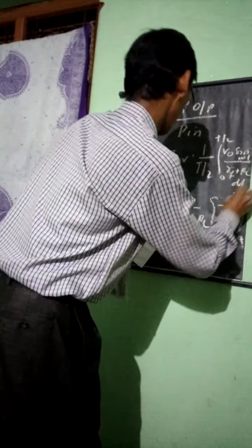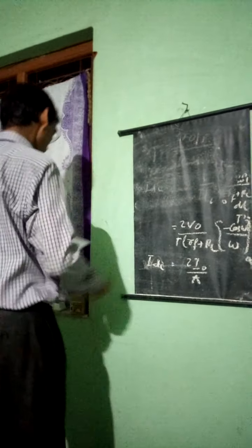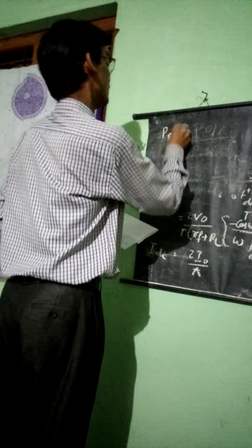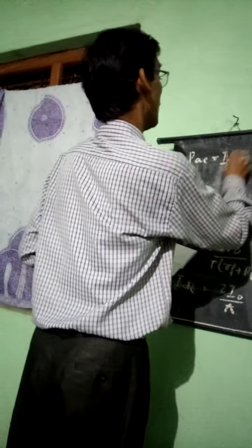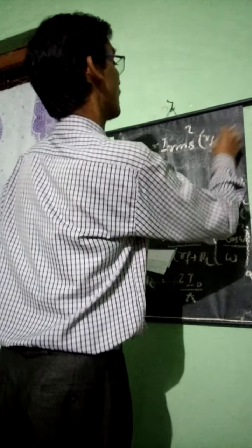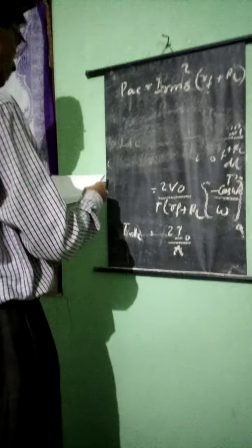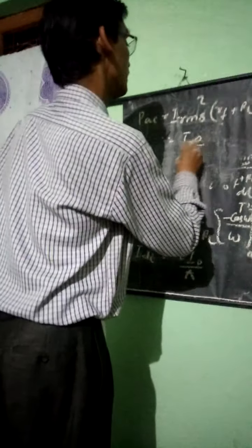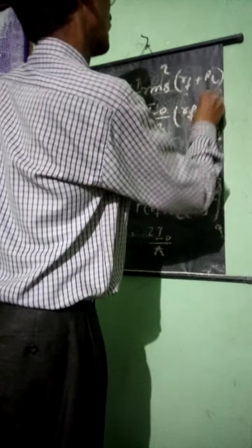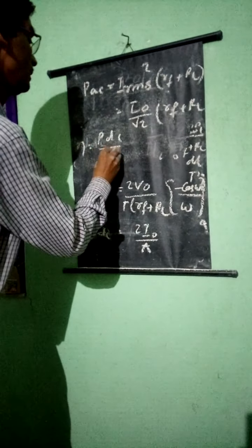So PDC, remember, this IDC is for getting the output. Now the input: similarly, what is the input? The input is the PAC, which is I RMS square into RF plus RL. Take the ratio of both. I RMS is equal to I naught by root 2, into RF plus RL. Take the ratio of both, so efficiency is equal to PDC by PAC.